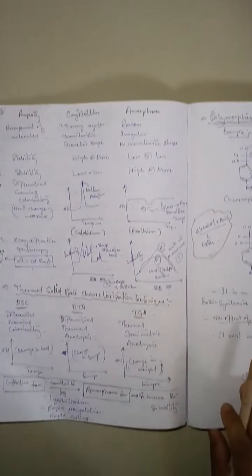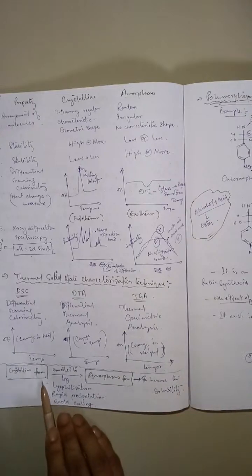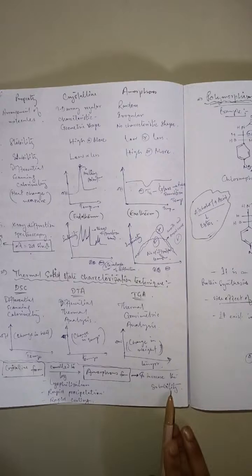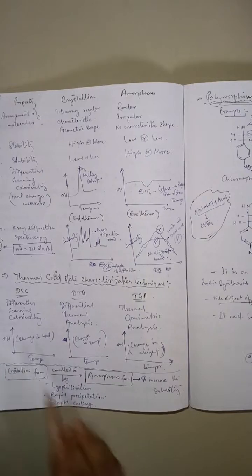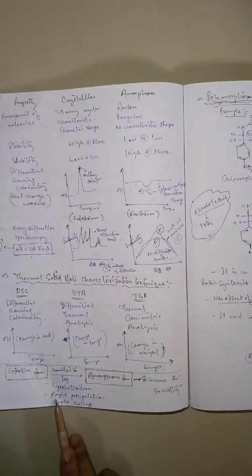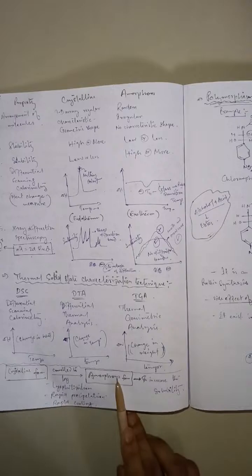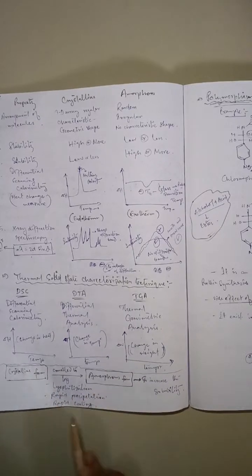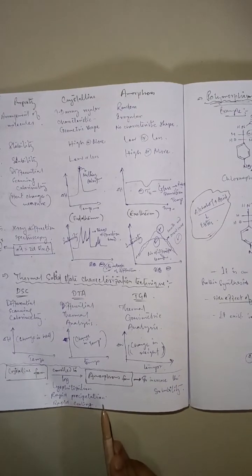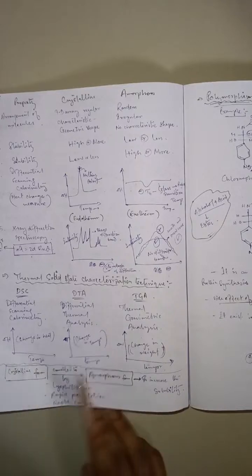Okay. Next important point: crystalline form is converted to amorphous form to increase the solubility. Crystalline forms are converted to amorphous forms by lyophilization, rapid precipitation, and rapid cooling. Okay. So why are crystalline forms converted to amorphous form?